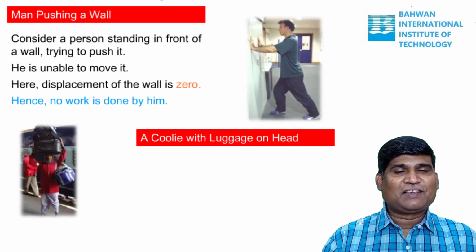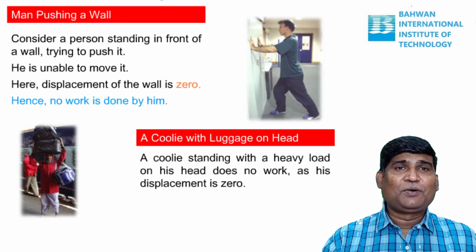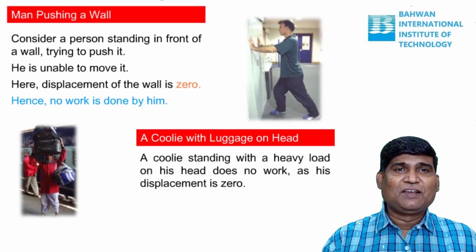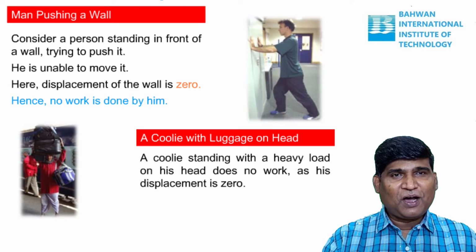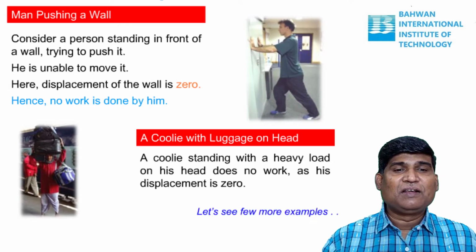Now we'll take one more example. Here you are able to see one coolie holding luggage on his head and he is standing, right? So the coolie is standing with a heavy load on his head. And now what is the work done by him? Here also the displacement is zero. He is just standing. That's why we say the displacement is zero. So displacement is zero, therefore work done by him is also zero. No doubt he kept that heavy load on his head, but he is standing. That's why the work done by him is zero.